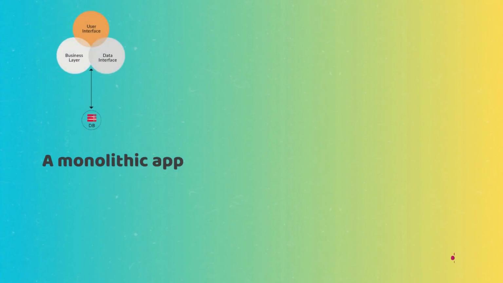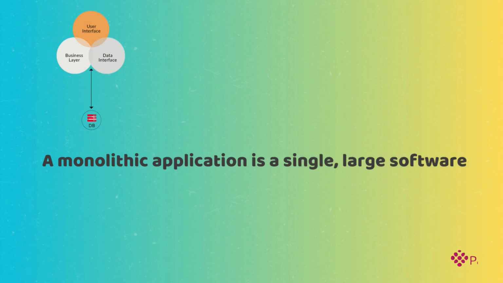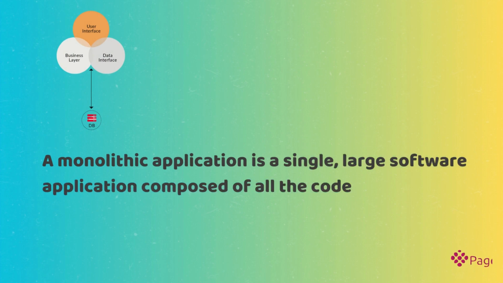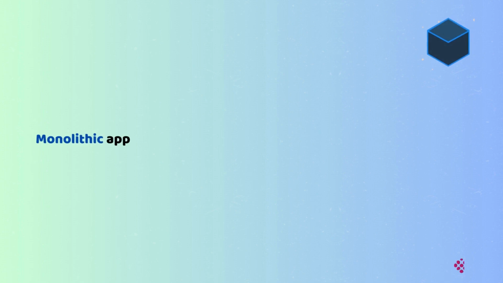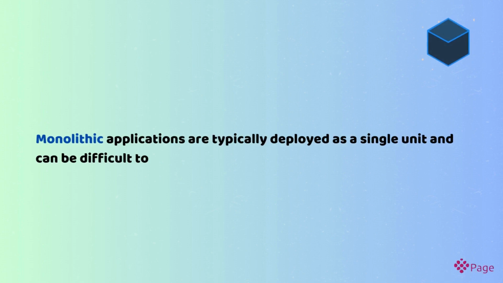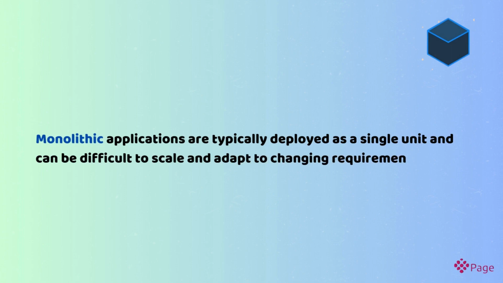A monolithic application is a single, large software application composed of all the code necessary to perform all the required business functions. Monolithic applications are typically deployed as a single unit and can be difficult to scale and adapt to changing requirements.